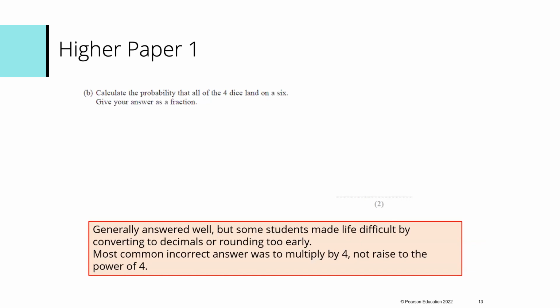The most common incorrect answer there was to just multiply by 4 rather than raising it to the power of 4. So again, going back to those basic probability skills of understanding the difference between multiplying by 4 or doing it to the power of 4, but also not making it difficult for themselves. They just do it as a fraction, then the answer falls out much nicer than if they start trying to make it into decimals part way through.